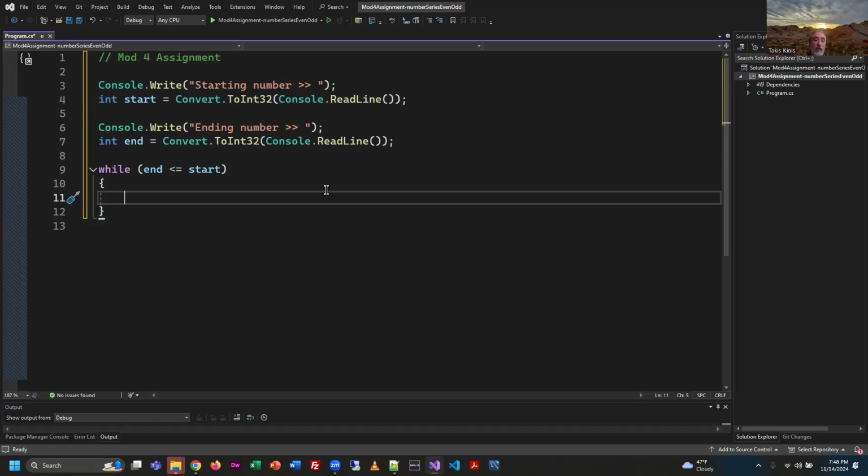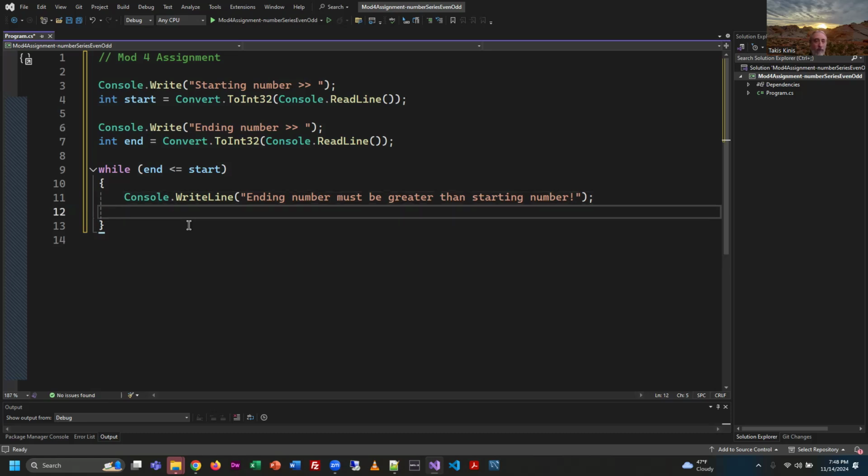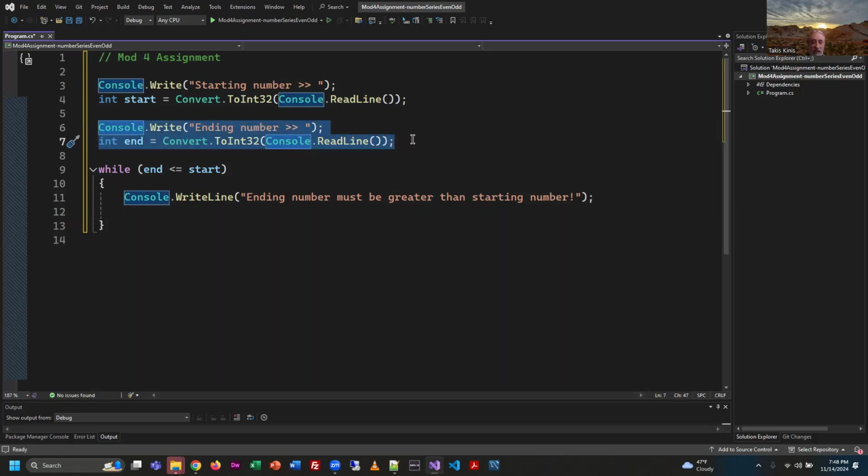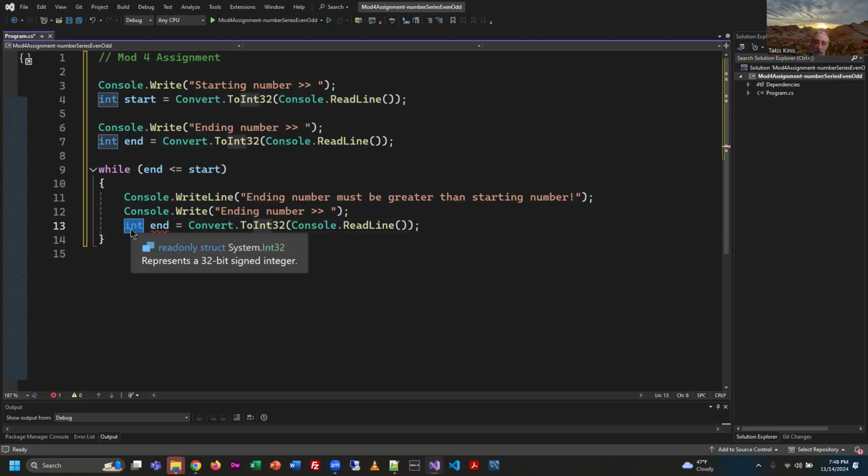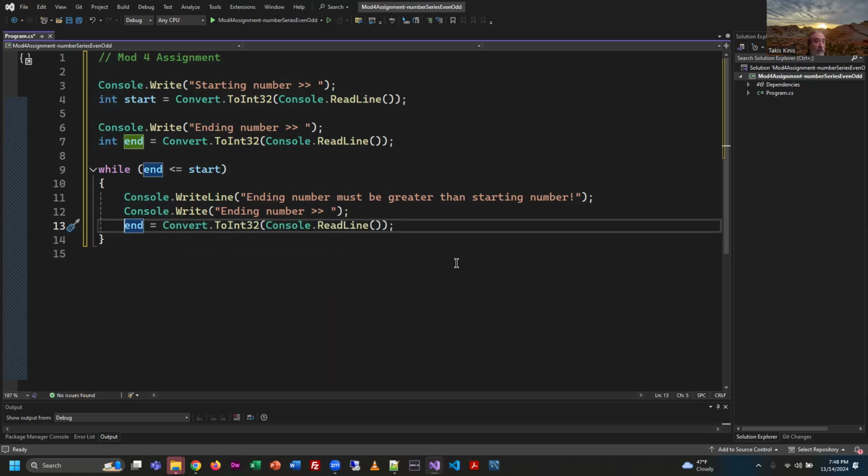All right. So this is the error state that we're checking for. If it's an error, the number is either the same or less. The ending number is the same or less than the starting number. It's no good. We need to prompt again. So we want to give them an error. Notice the repeat from the lab. Give them the error, and then prompt them again. So we'll copy these two lines. We will make sure that we remove this though. We don't need to redeclare it, but we are going to prompt them again.